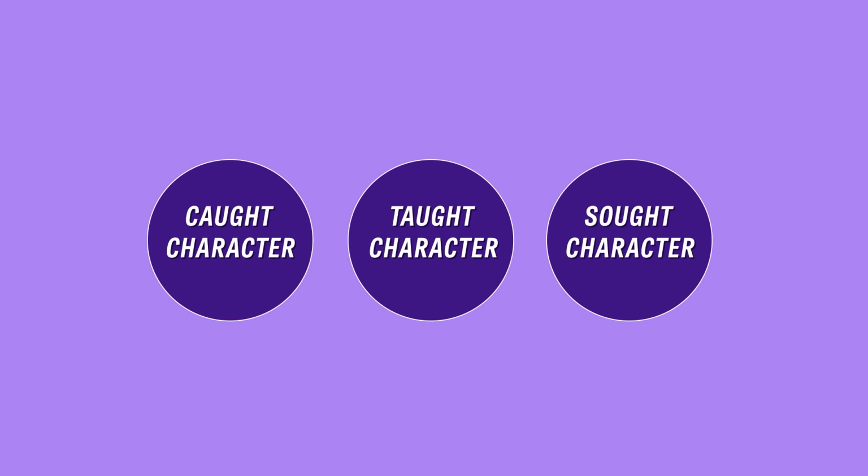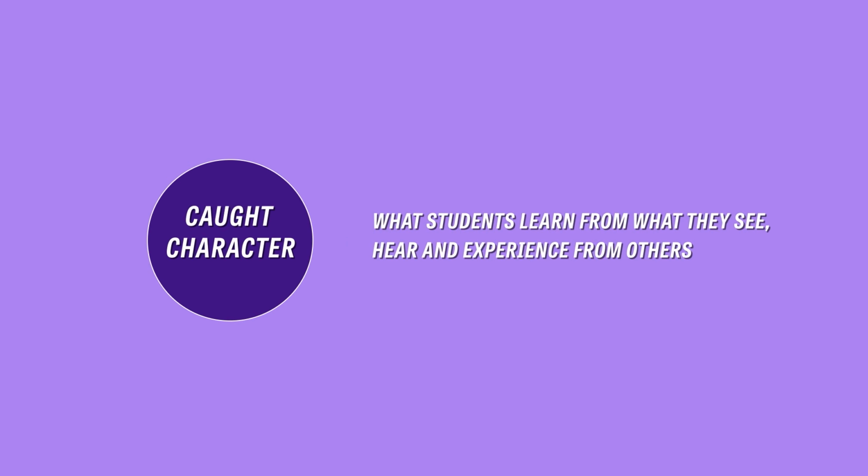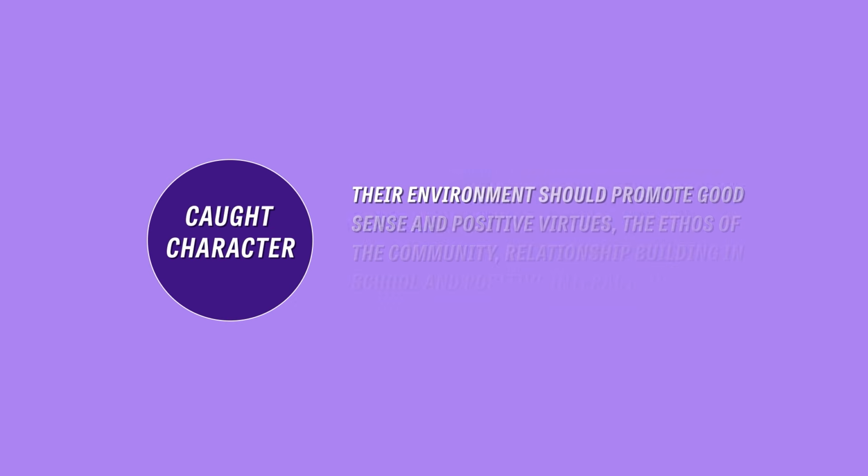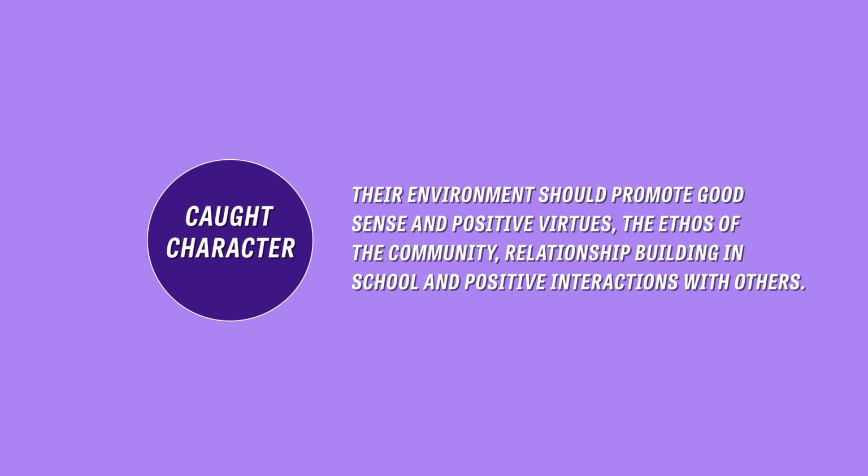As described from the JCCV framework, character is caught through implicit modeling, taught explicitly and hopefully sought. When considering how to develop your approach to character education, plan for how it will be caught, taught, and sought. Caught character is what students learn from what they see, hear, and experience from others. Their environment should promote good sense and positive virtues, the ethos of the community, relationship building in school, and positive interactions with others.